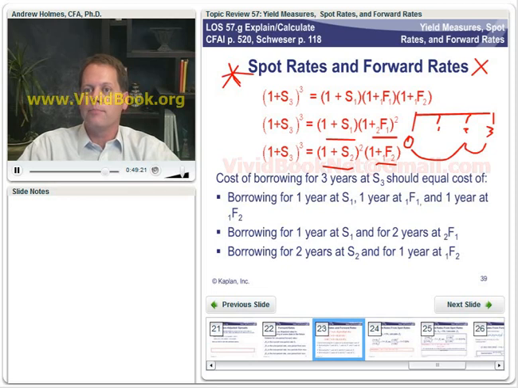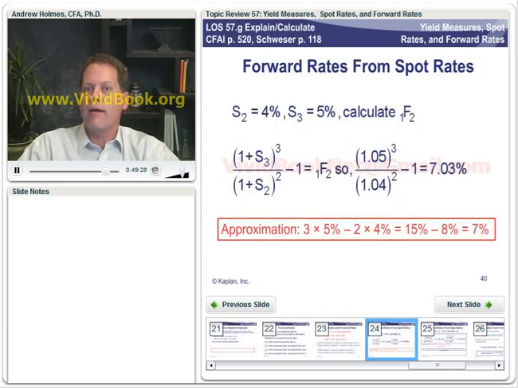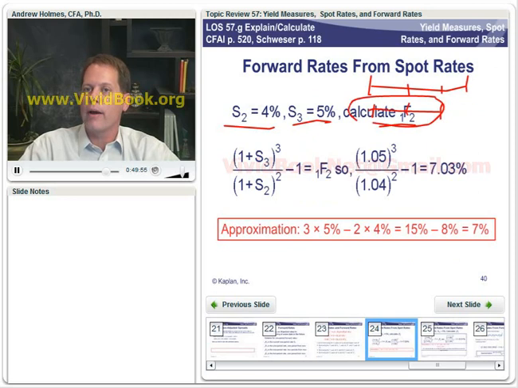So forward rates from spot rates. We have the spot rate for 2 years, the spot rate for 3 years. We want to calculate the 1F2. What you need to calculate forward rates is bracketing rates. In this case, we have a 3-year rate and a 2-year rate. That's the bracketing rate. So if you have the 2-year rate here and the 3-year rate here, then you can find the implied 1-year forward rate 2 years from today.